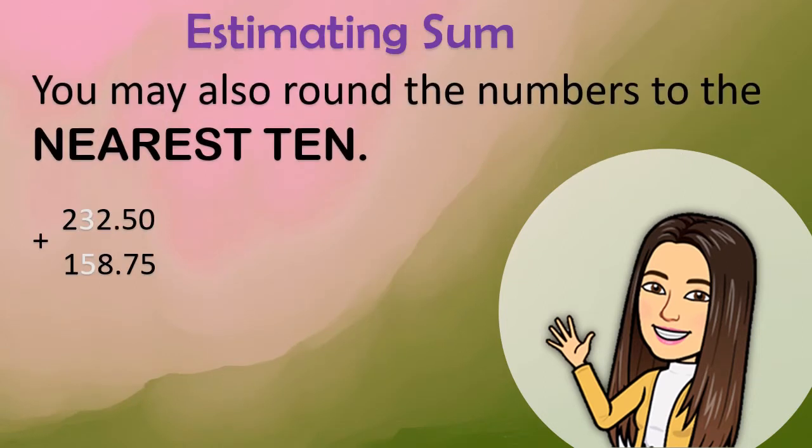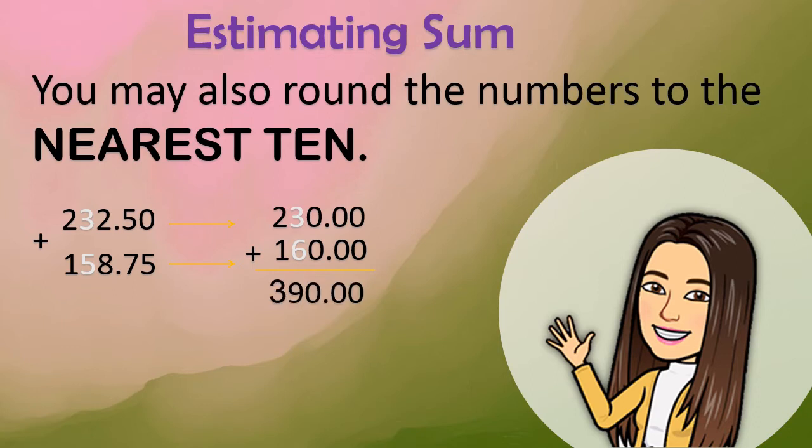You may also round the numbers to the nearest 10. Using the same given, you will round 232 and 50 hundredths to the nearest 10, that will become 230, and 158 and 75 hundredths will become 160. Then add, that is equal to 390. This is the estimated sum.